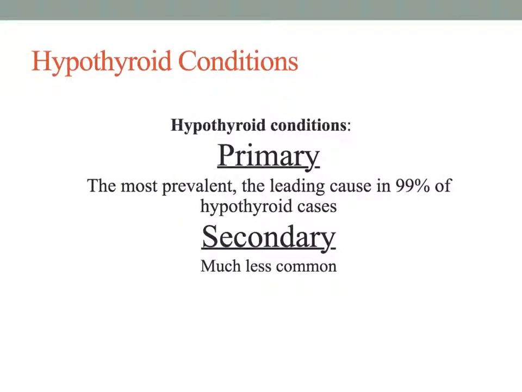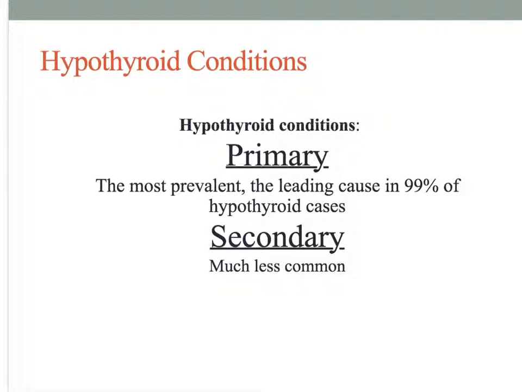Again, hypothyroidism can be differentiated into primary and secondary causes. The most common primary cause is Hashimoto's thyroiditis, which is the most common cause of primary hypothyroidism in the United States. Secondary causes are referring to a different cause outside of the thyroid gland.